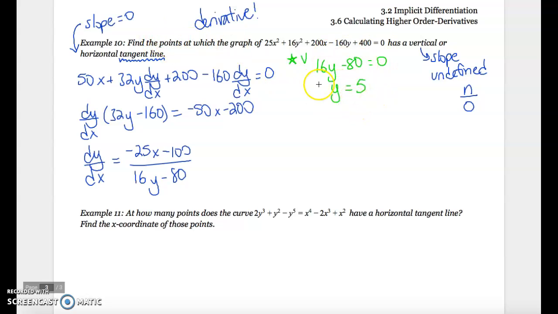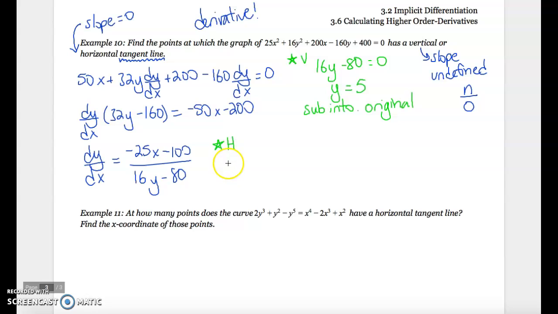Now, unfortunately, it does ask us for the point. So if I have a y value, how do I find my x value? Well, you have to substitute it back into your original equation to find the x value that belongs with this y value. So we'll do that in a second. Let's go ahead and look at my horizontal tangent line. I'm just afraid I'll run out of room.